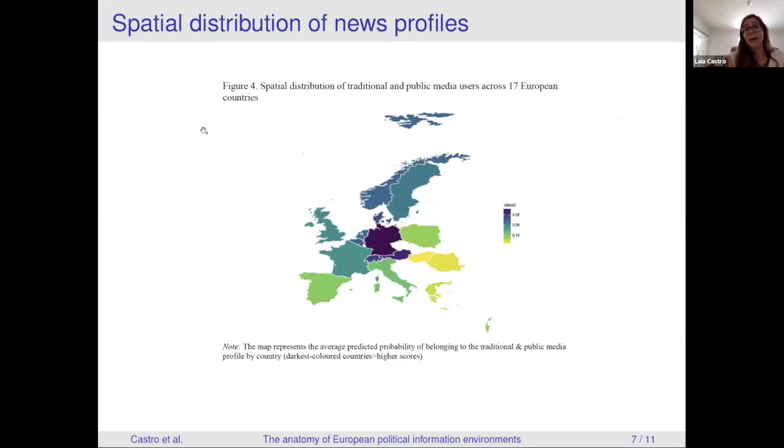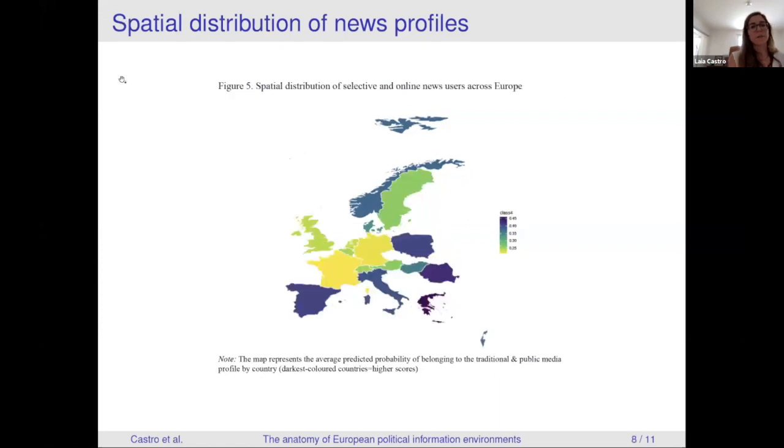So when we zoom in on how salient each of these news profiles are across Europe, we see some interesting patterns. So for example, on average, an individual's predicted probability to belong to the traditionalist group in Germany, Switzerland, or Austria is substantially higher than compared to Southern European countries.